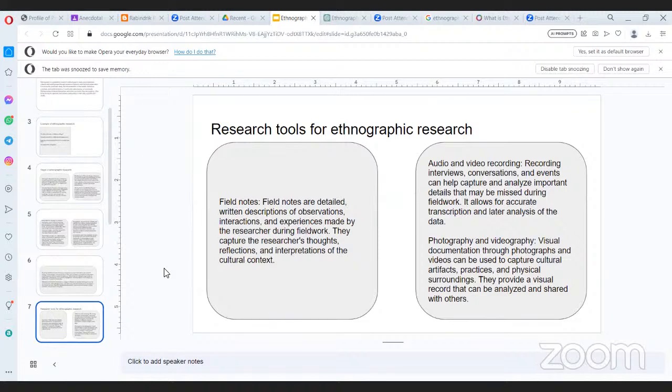Audio and video recording. Recording interviews, conversations, and events can help capture and analyze important details that may be missed during the fieldwork. It allows for accurate transcription and later analysis of the data. This is very important, but please maintain the ethical consideration. You have to tell the person that you are recording for your own research.